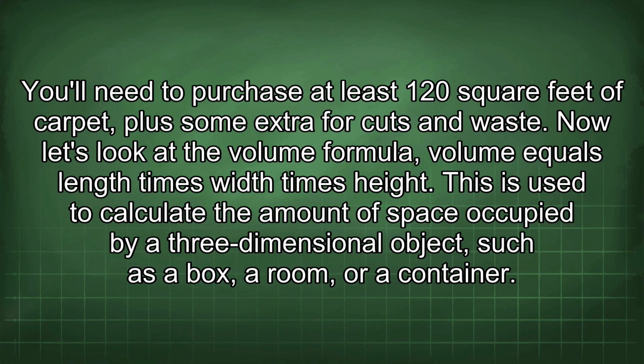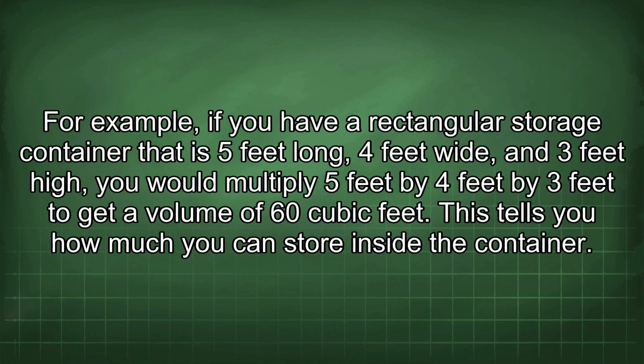Now let's look at the volume formula. Volume equals length times width times height. This is used to calculate the amount of space occupied by a three-dimensional object, such as a box, a room, or a container. For example, if you have a rectangular storage container that is 5 feet long, 4 feet wide, and 3 feet high, you would multiply 5 feet by 4 feet by 3 feet to get a volume of 60 cubic feet. This tells you how much you can store inside the container.